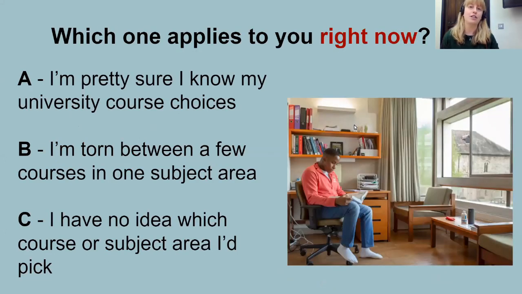So I have a question for everyone watching right now. Please can you either put in the chat if you're watching live or just think about it if you're watching this recording. Which one applies to you right now? So are you pretty certain of what you're going to be choosing in terms of your university courses? If so, put A in the chat. B, if you're torn, undecided at the moment between a few courses, but all within one subject area. And then C, if you are really not sure at all about which course or even which subject area you would pick to study at university.